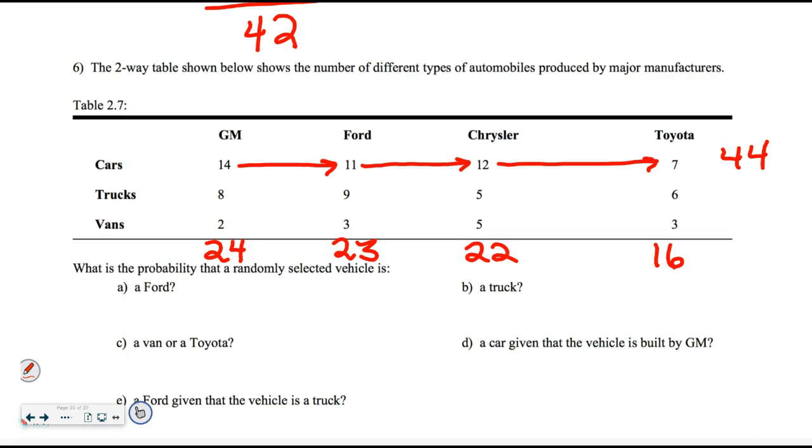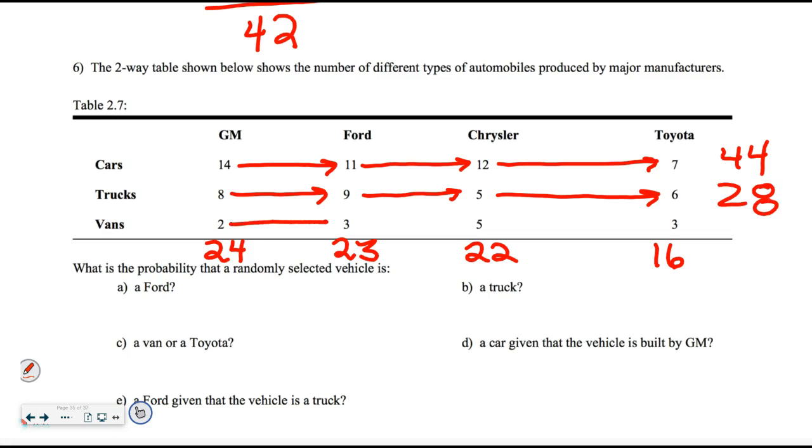All right, and then you're going to go 8 plus 9 plus 5 plus 6. 28. Awesome. And then you're going to go, well, I can do this. I think we don't need a calculator for this. 5 plus 5, 13. Now, champ, what did you get when you added your 4 numbers up down here?